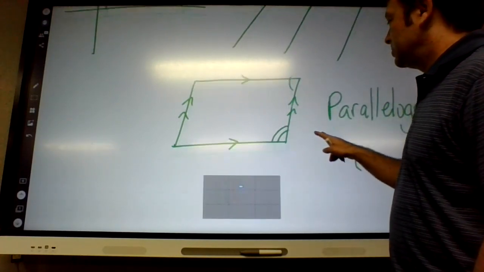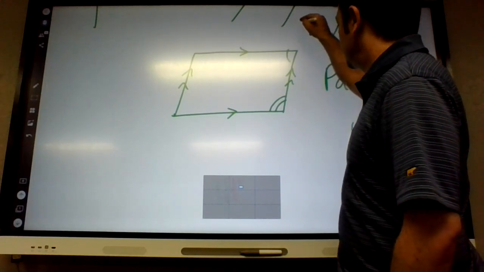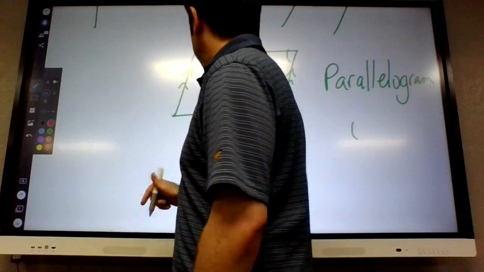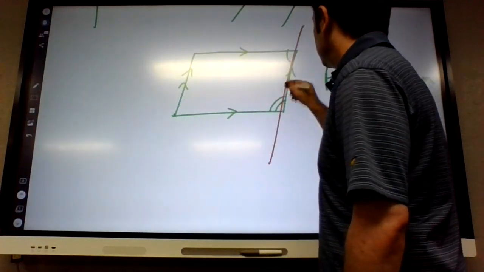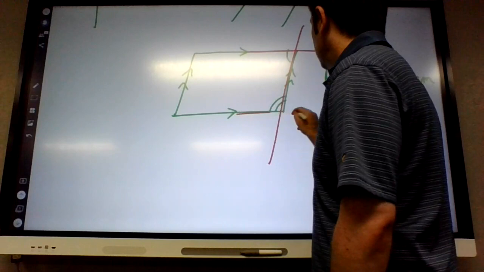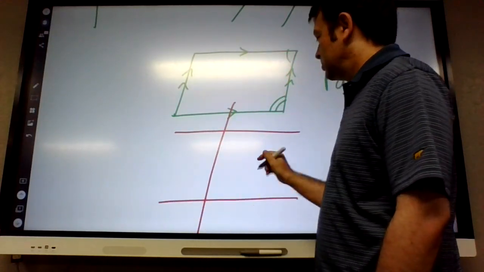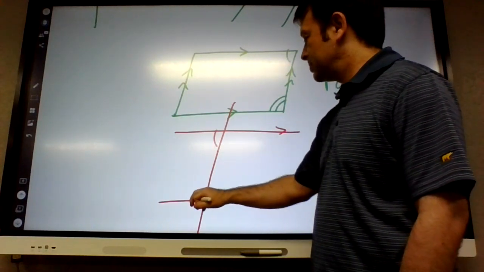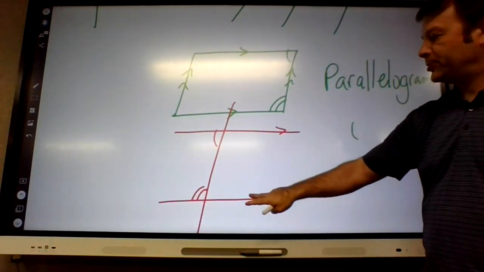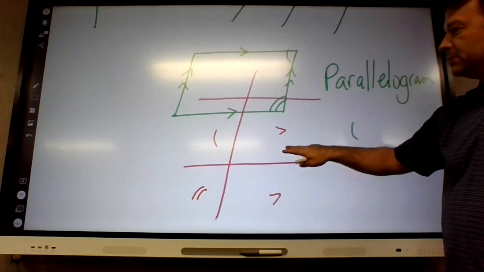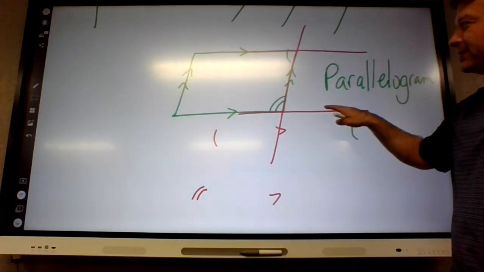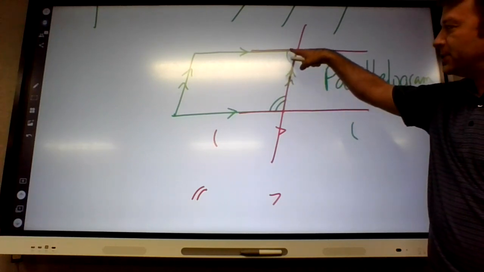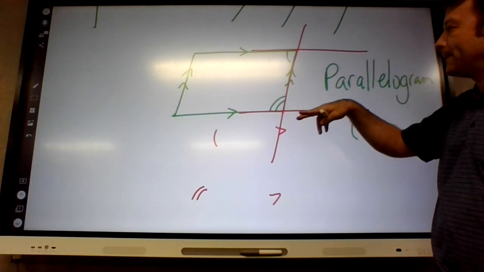They're not the same. Let me show you a picture here. Actually, let's do a different color. If these two lines are parallel, what do I know about these two angles? They're supplementary. They add up to 180. Do you see it? So these two angles are supplementary. Yeah, they're consecutive interior.